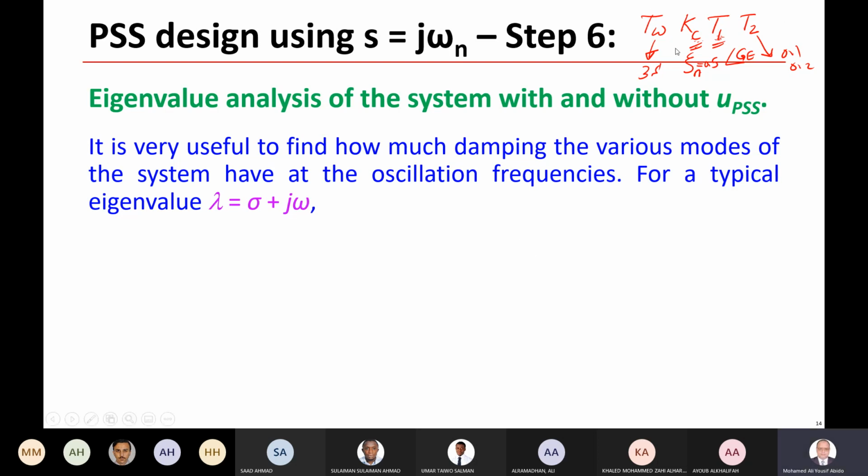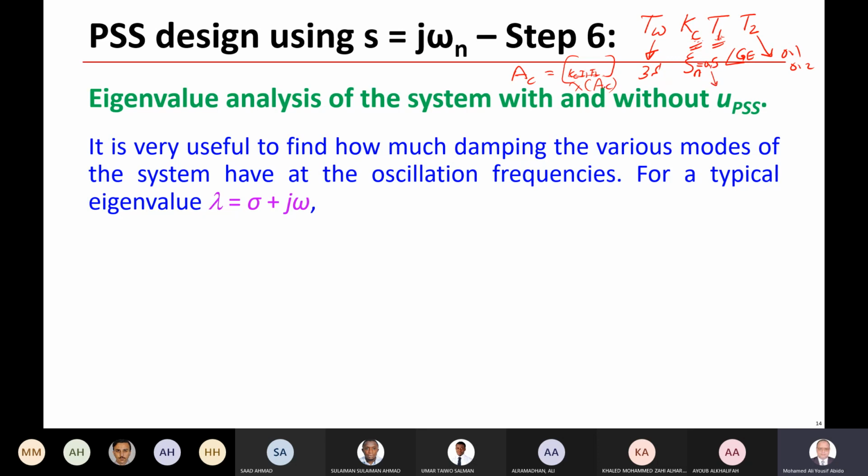After having this KC, T1, T2, you can go to the AC matrix. If you still remember, the AC matrix depends on, the entries here depend on KC, T1, and T2. So having designed them, you can go to the AC matrix and dump these values in, and you can test the eigenvalues and see whether you achieve zeta n or not. And you specify here zeta n equal to 0.5.